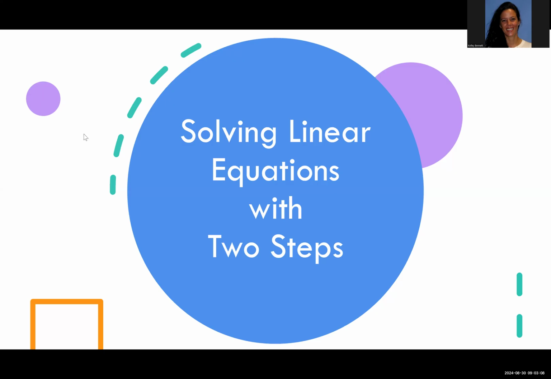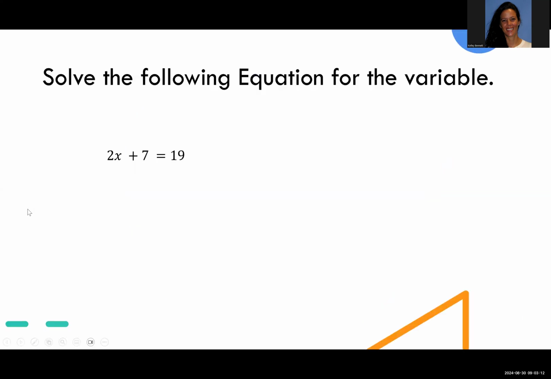Here, we're going to solve linear equations with 2 steps. Solve the following equation for the variable. So again, our variable here is x, it's the unknown quantity. On the left-hand side with x, we have addition and multiplication. So we're going to have to undo both of those. That's why it's a 2-step solution.